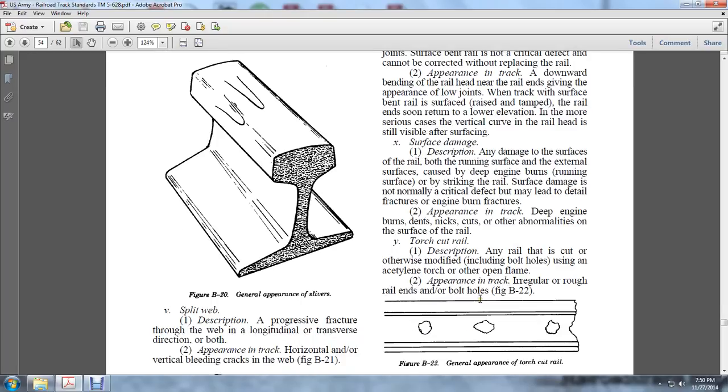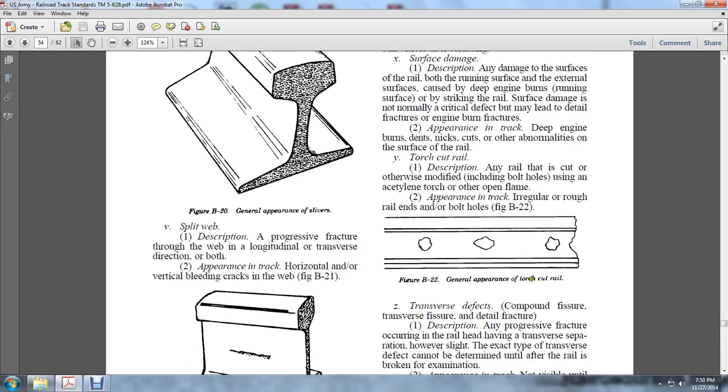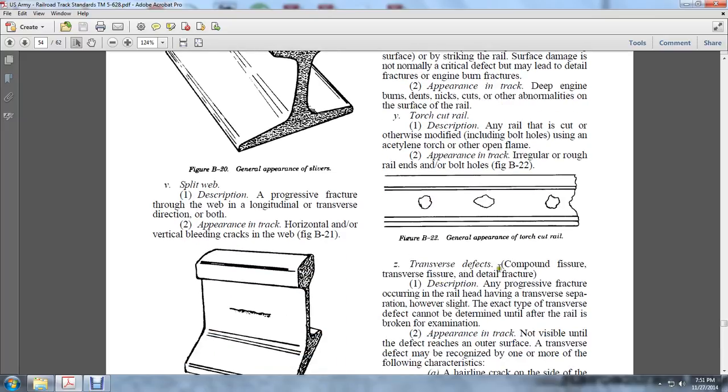The torch cut rail. Description: any rail that has been cut or otherwise modified, including bolt holes, using acetylene torches other than open flame. Appearance in the track: irregular rough ends and bolt ends. The general appearance of the torch cut rail: transverse defects, compound fissures, transverse fissures, detail fracture.